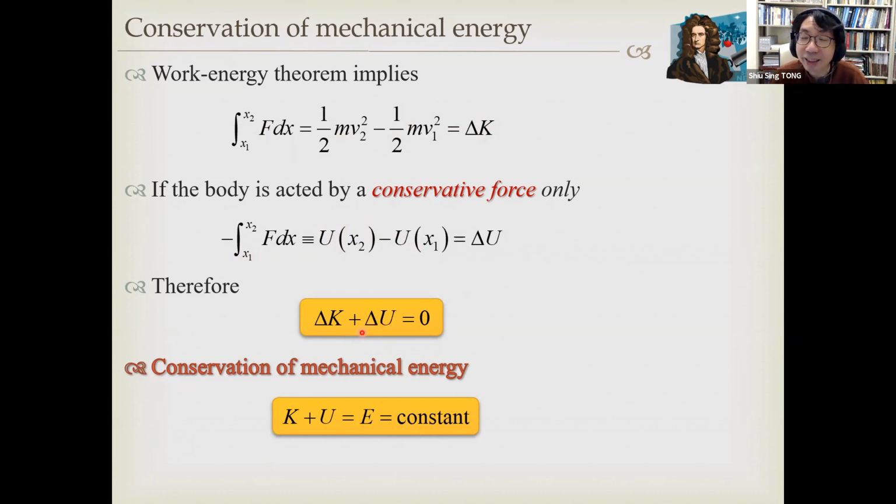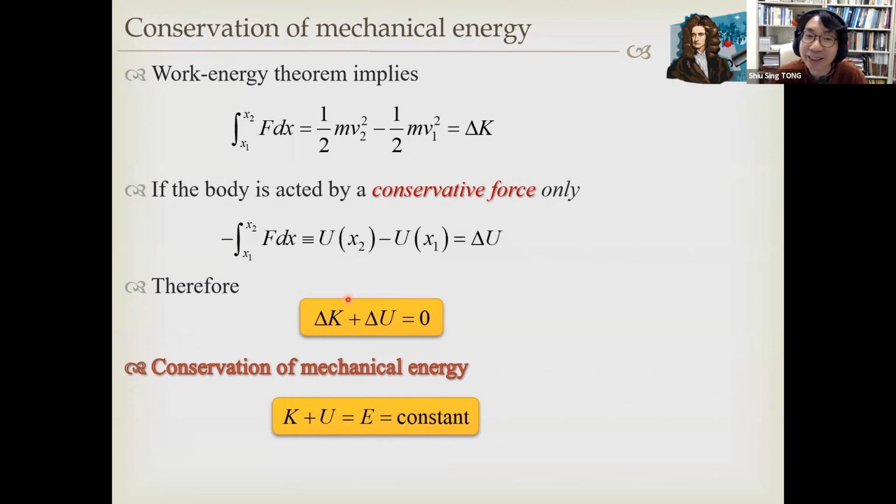What does that mean? That means the total change in kinetic energy plus the total change in potential energy is 0. Okay, so if one quantity increases, the other quantity will decrease. If delta K is positive, delta U is negative. If delta U is negative, delta K is positive. The changes always remain of opposite sign, and they have the same magnitude. So they add up to 0.